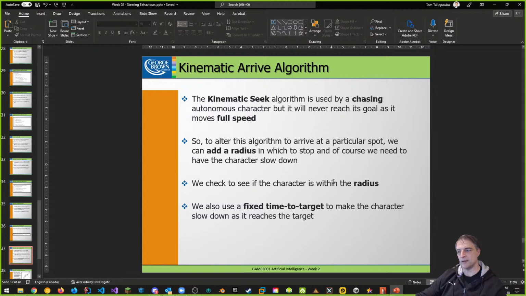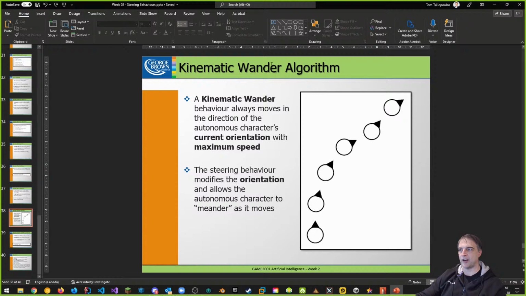There's also something else we can use. There's also something called a kinematic wander. A lot of times we use this for things like enemies that are patrolling an area or walking around a field. They have a general goal or direction, but they have a randomized direction. They're kind of meandering or wandering around.